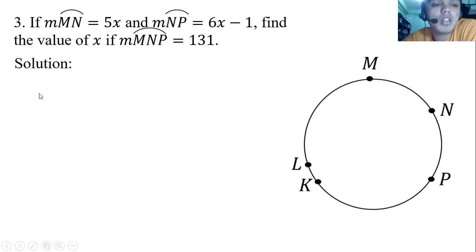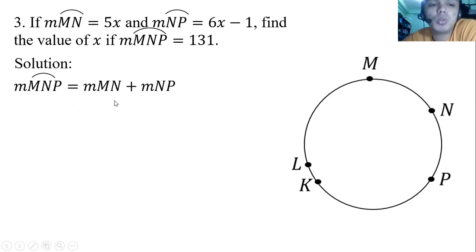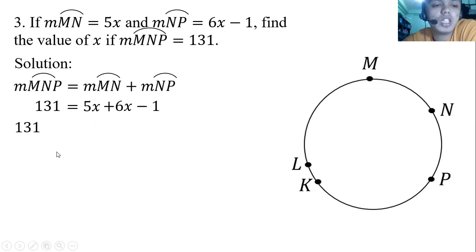Now, again, measure of arc MNP is equal to measure of arc MN plus measure of arc NP. Substitute your MNP to 131 degrees, equal to MN, which is 5x, and NP, which is 6x minus 1. Then solve for the value of x here. Transpose the negative 1 to the other side.